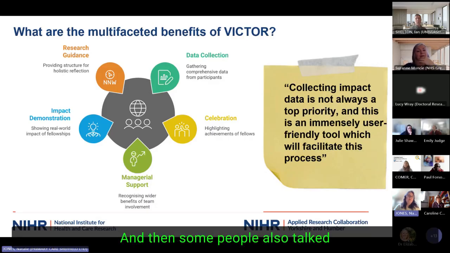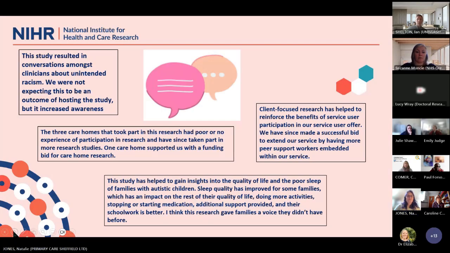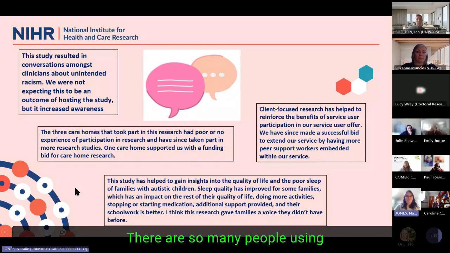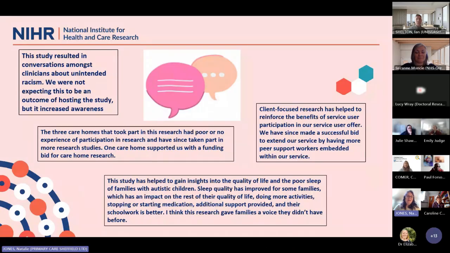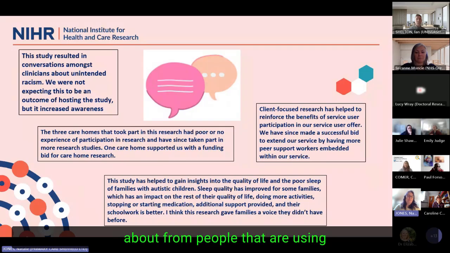And then some people also talked about Victor allowing them to think about what their next research would be and structuring research going forward. So again, some nice responses. There are so many people using Victor at the moment, and I talk to people every week that have been using it. But here are some of the quotes, and I'm not going to read through them because we are going to make the slides available for you afterwards. But some nice personal impacts that I can talk about, that I've heard about from people that are using Victor that have found it beneficial.